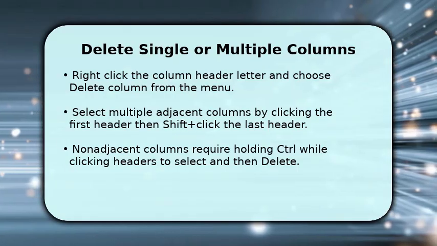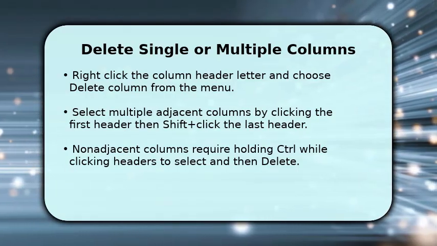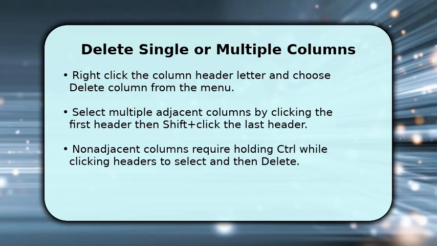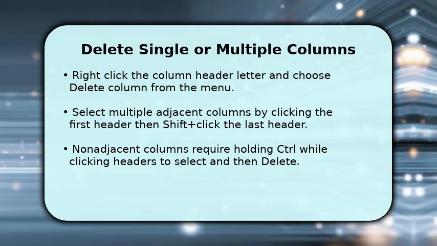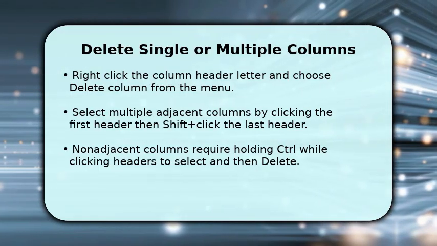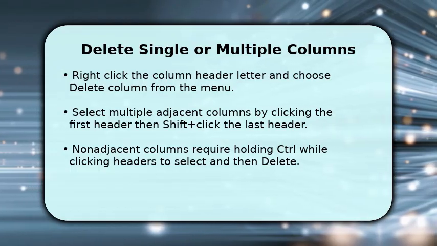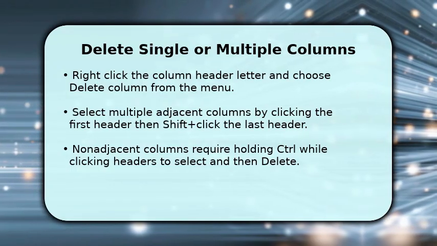To delete a single column, right-click the column header letter and choose Delete Column from the menu. To delete adjacent columns, click the first header, then Shift+click the last header to select the range. For non-adjacent columns, hold Control while clicking each header to add selections.